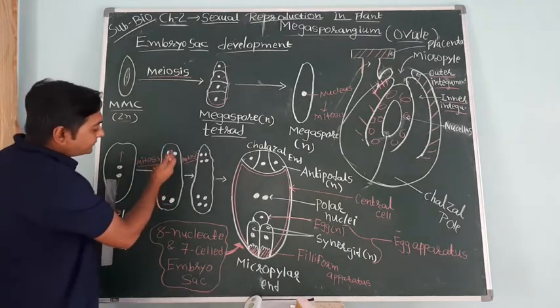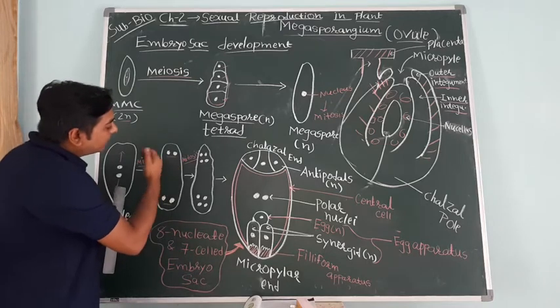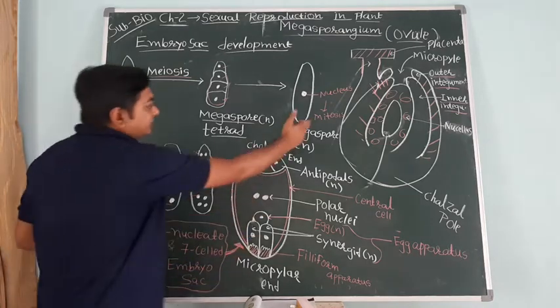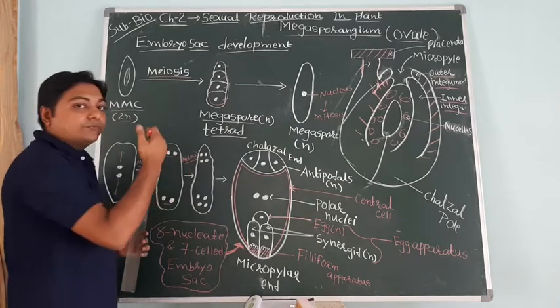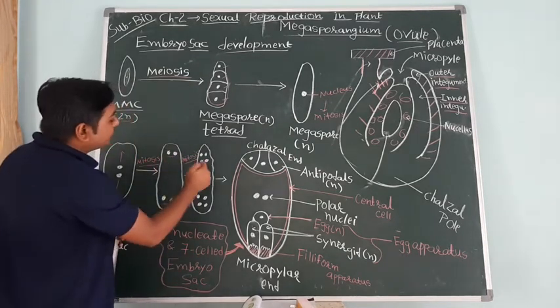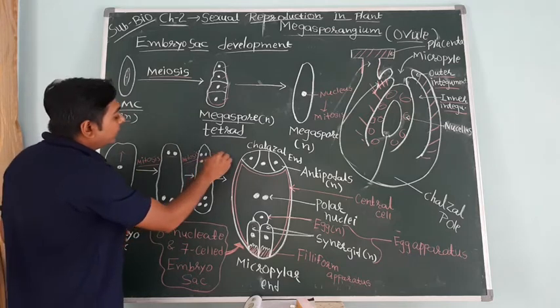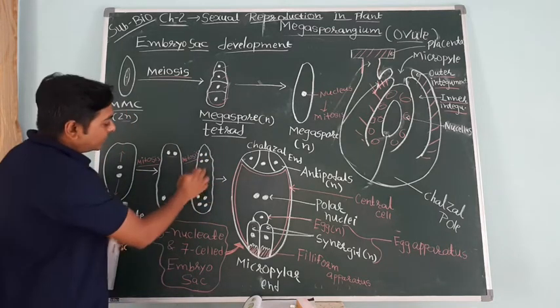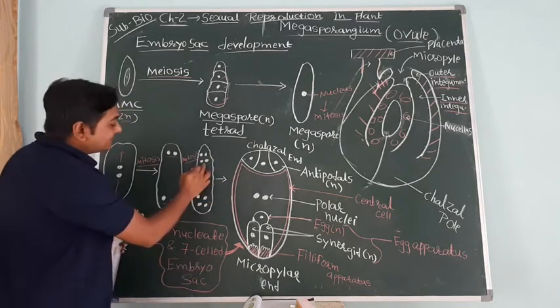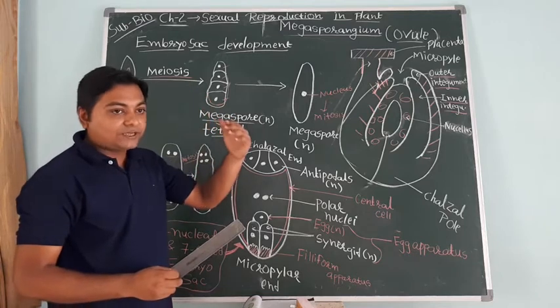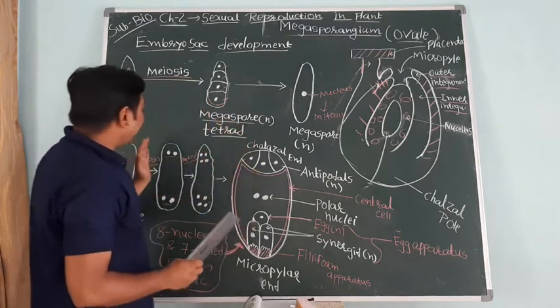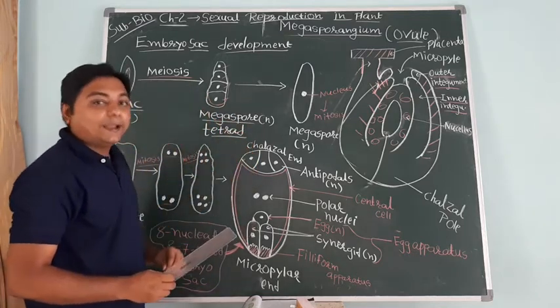Now again these 4 nuclei undergo a third mitosis. This is the first mitosis, then the second mitosis, and now the third mitosis, and it produces 8 nuclei, 4 on each pole. So 4 plus 4 is 8 nuclei, and this structure of embryo sac is known as the 8 nucleate embryo sac. So after undergoing free nuclear division 3 times, it produces an 8 nucleate embryo sac.